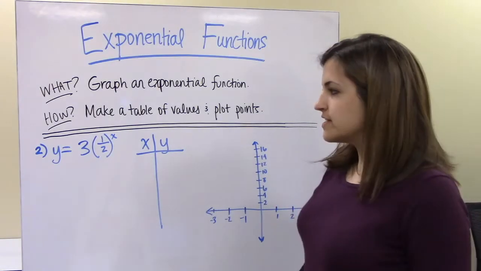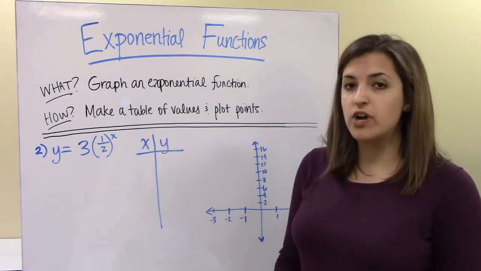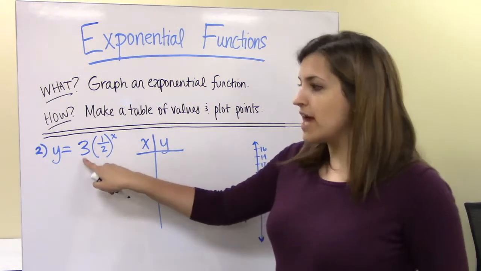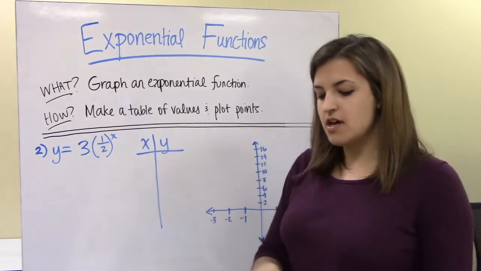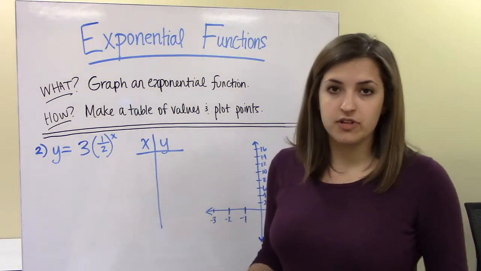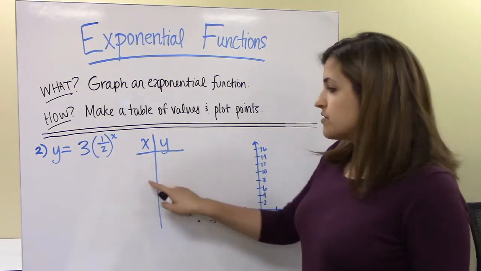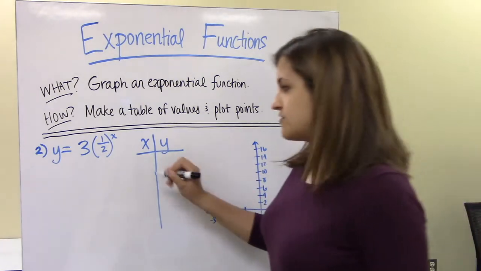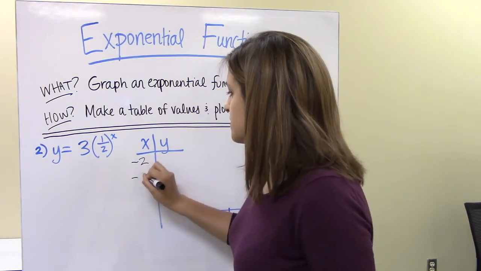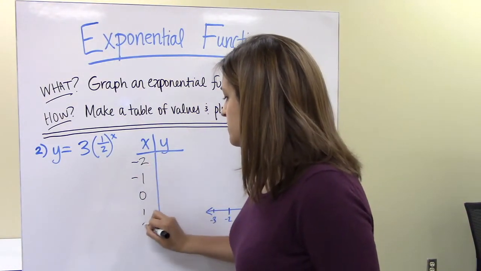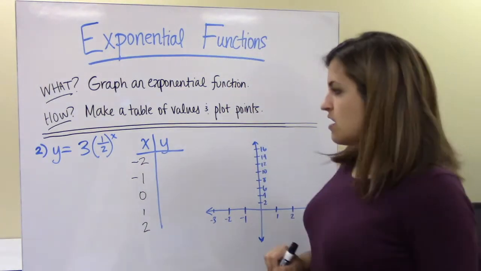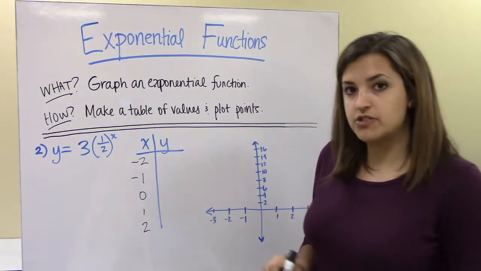Here our function is y equals 3 times 1/2 to the x. So again, we have a times b to the x. So we're going to make our table pretty similarly to before. We're going to have 0 somewhere in the middle, and I'll just start at -2 this time. So -2, -1, 0, 1, 2. That should do it. So now we're going to plug in these points into our function and find y.